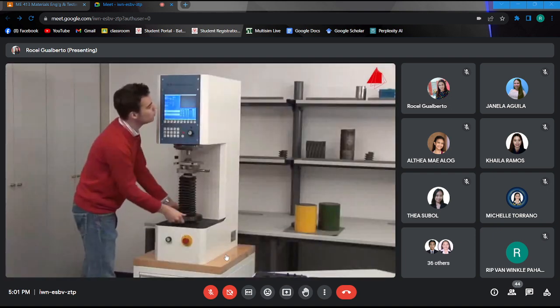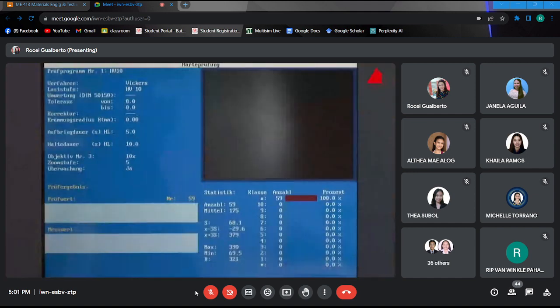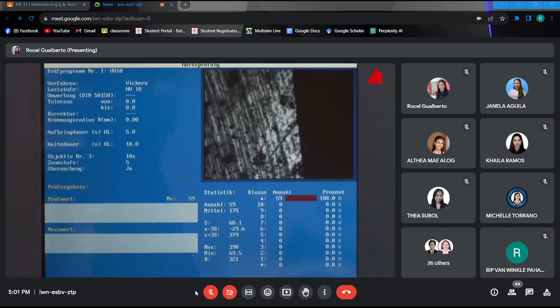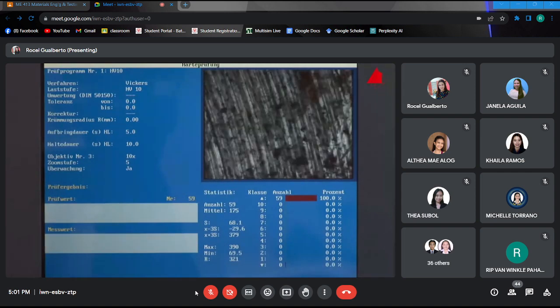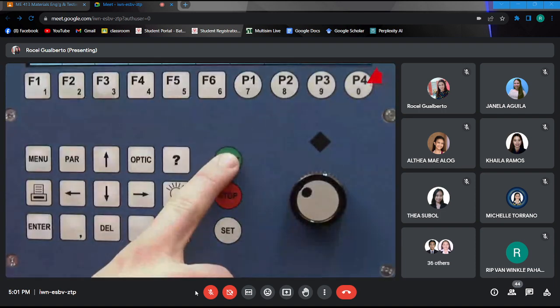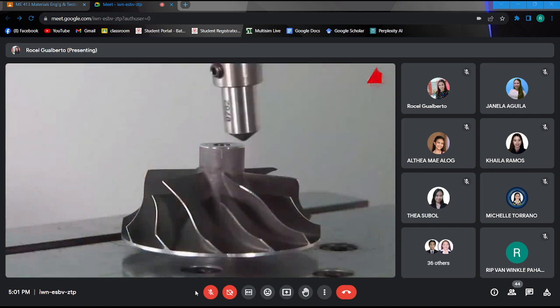With a hand wheel, he adjusts the height of the support table until the test piece surface is displayed in focus on the screen. Next, he moves the test piece around on the support table until the right spot for the hardness test is displayed. Now that everything has been prepared, let's begin with the test.